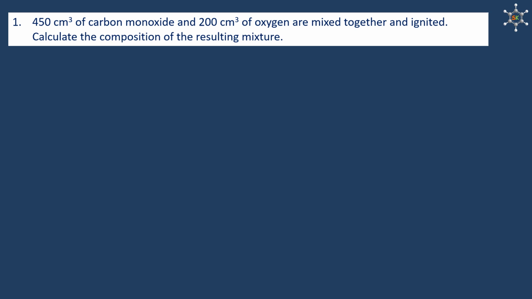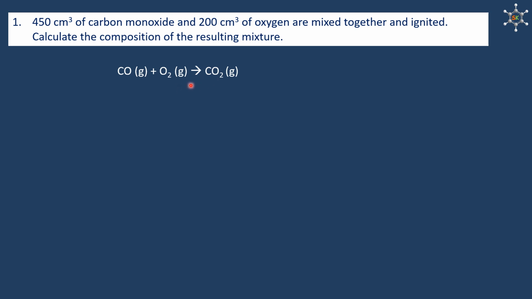450 cm cube of carbon monoxide and 200 cm cube of oxygen are mixed together and ignited. Calculate the composition of the resulting mixture. Carbon monoxide is ignited with oxygen, meaning it's a combustion reaction. Carbon monoxide is CO that reacts with oxygen to give carbon dioxide as a product.